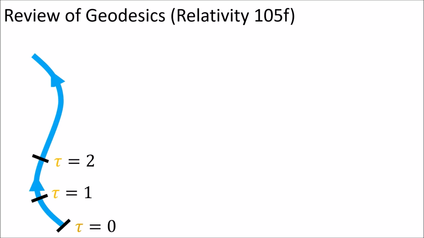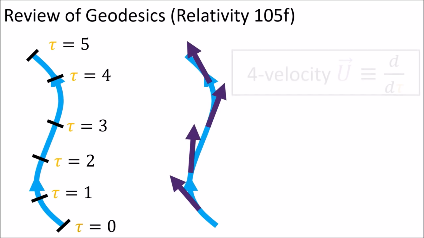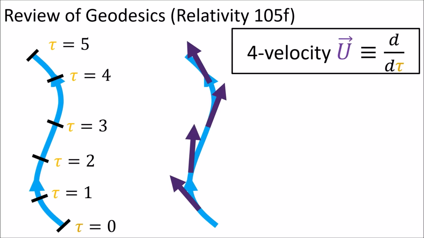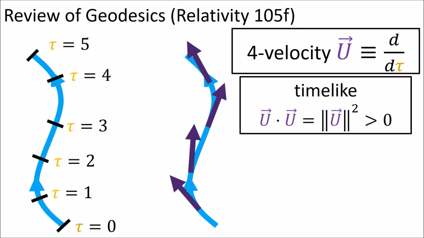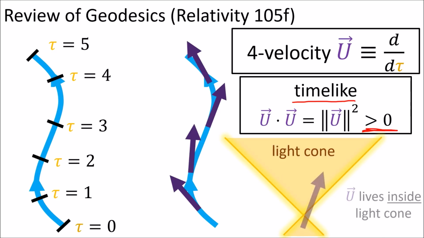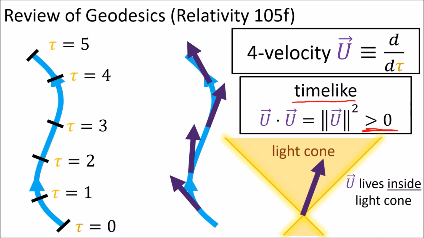So now I'll give a quick review of geodesics based on what I said in Relativity 105F. A massive particle's world line through spacetime can be parametrized by its proper time tau. The tangent vectors with respect to tau are the particle's four-velocity vectors u. The four-velocity is a timelike vector, meaning its squared length is always positive, and it always lives inside the light cone because massive objects can't travel faster than light.